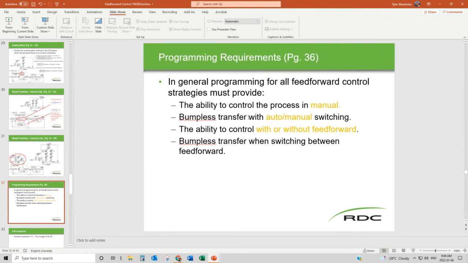And we get bumpless transfer by feeding the controller output back to the auto and manual modes so that when we switch between them, they're already at the same bias setting. We also want the ability to control with or without feed forward. So just like we can switch cascade on and off, we can switch feed forward on and off. We also want bumpless transfer when switching between feed forward and regular feedback control. So pretty standard, straightforward in terms of the options that we want with any type of control scheme. We want to be able to control in auto and in manual, and we want to have bumpless transfer when we're switching from auto or manual, or taking it in service and out of service, or when we're switching between modes, cascade or feed forward or feedback, etc.